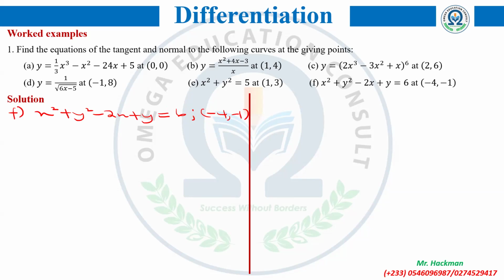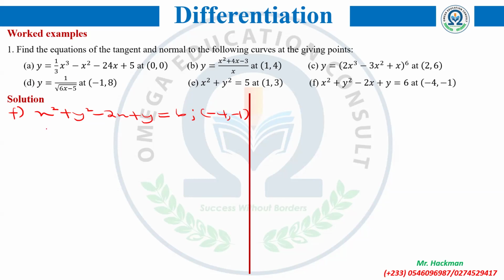If you look at this function clearly, you can see that this function is not an explicit function. Y is not already made the subject, it's an implicit function. So it means if you want to get a gradient function, we have to use the implicit function differentiation technique. So at this point, this is what we are going to do.